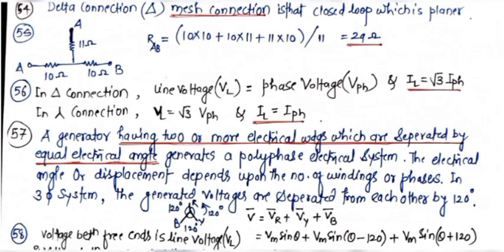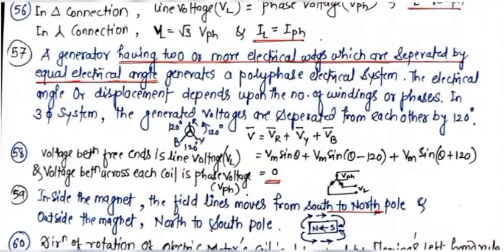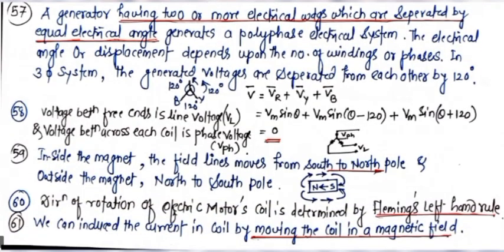Delta connection, that is mesh connection, is a closed loop which is planar, and the resistance between A and B is equal to 29 ohm. In delta connection, VL is equal to VPH and IL is equal to root 3 IPH. In star connection, VL is equal to root 3 VPH and IL is equal to IPH. Here L stands for line and PH stands for phase.